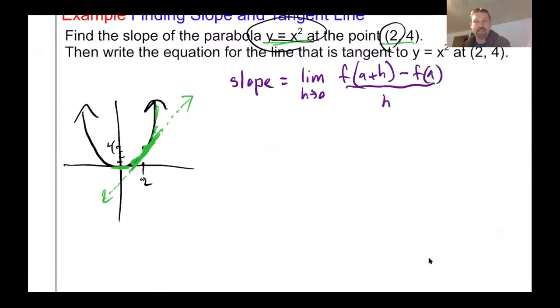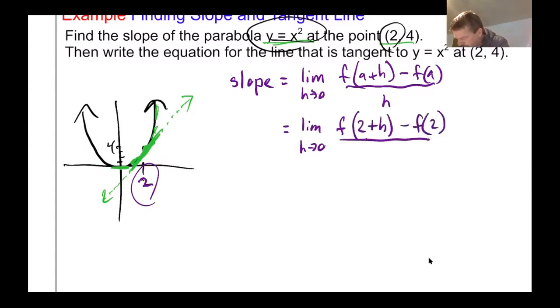But in this particular case, I've got my a. The point I want to find the slope at is 2. So let's be a little more specific. For this slope, it's the limit as h goes towards 0 of f of 2 plus h minus f of 2, all over h. That f of 2 plus h just means take the 2 plus h and plug it into your function, the x squared function, because the equation of this curve was y equals x squared. So I'm going to plug that 2 plus h into there.